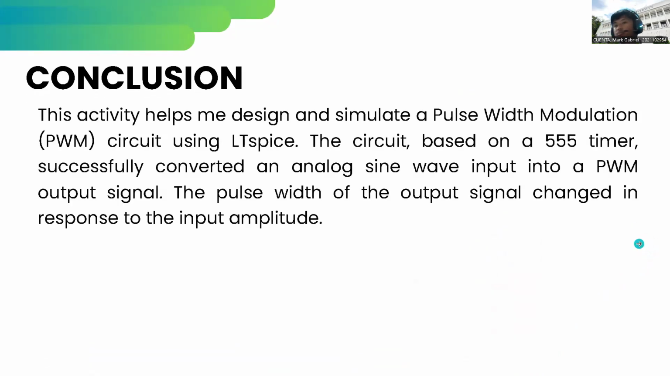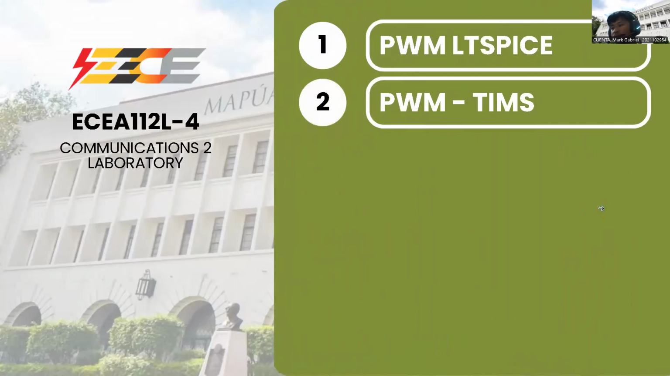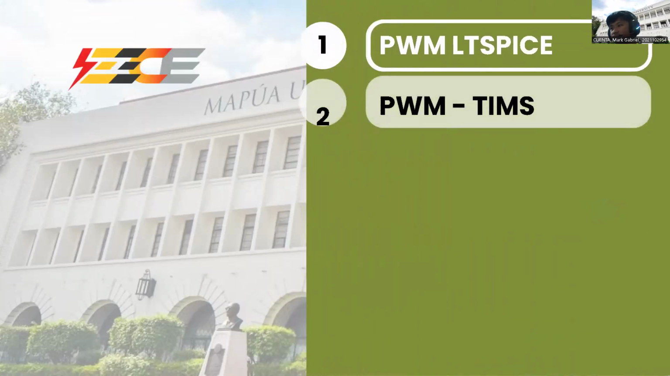Moving on. In conclusion, this activity helped me design and simulate a pulse width modulation circuit using LT-Spice. This circuit is based on a 555 timer, successfully converting an analog sine wave input into a PWM output signal. So the pulse width of the output signal changes in response to the input amplitude. Moving on to PWM in Teams.